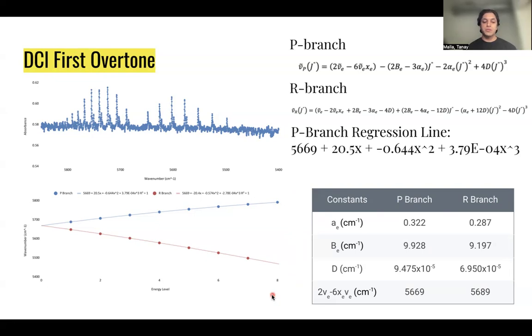A tertiary polynomial function was used for regression analysis, and these lines of best fit resulted in equations that could be related to the equations that indicate the P and R branches. By comparing these two equations, we are able to determine several constants that are displayed in the table below.